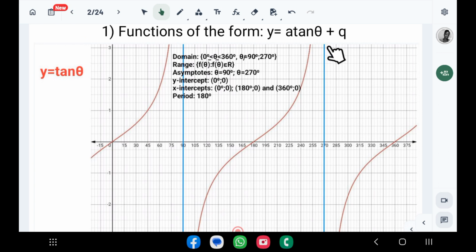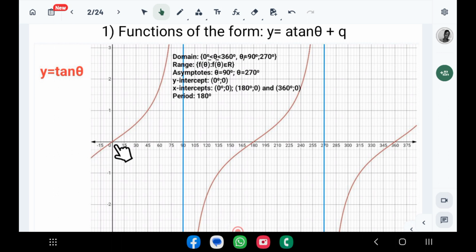First, let's look at the revision. Basically, this is functions of the form y equals a tan theta plus q. The most standard basic one is y equals tan theta, where you have a domain between 0 and 360 degrees, and your asymptotes are at 90 degrees and 270 degrees. Your period is 180, which is different from the periods of the sine and the cosine graph. Keep that in mind. And your y-intercept is at the origin.